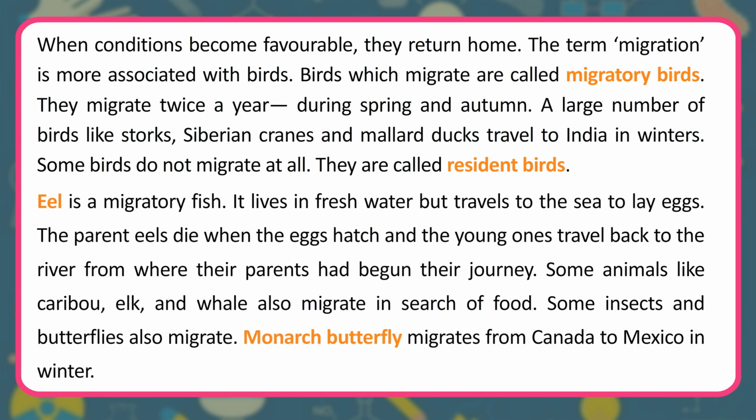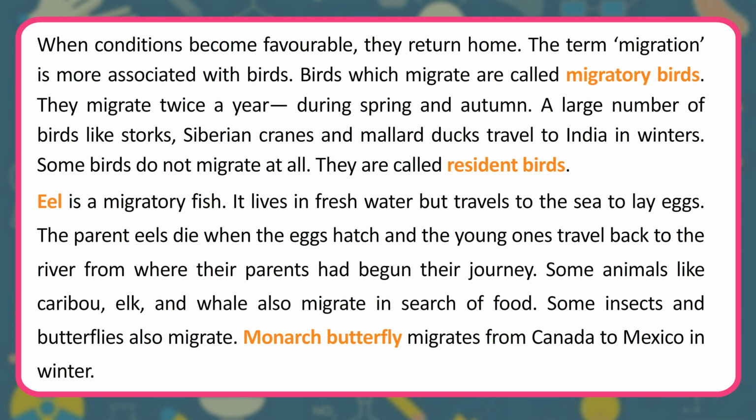Eel is a migratory fish. It lives in fresh water but travels to the sea to lay eggs. The parent eels die when the eggs hatch and the young ones travel back to the river from where their parents had begun their journey. Some animals like caribou, elk, and whale also migrate in search of food.